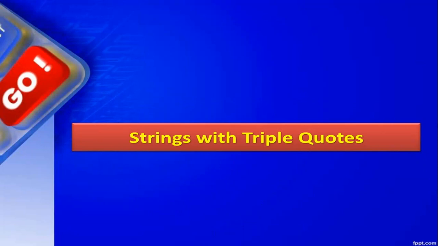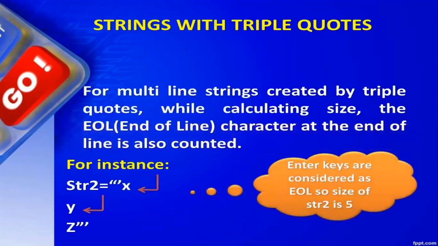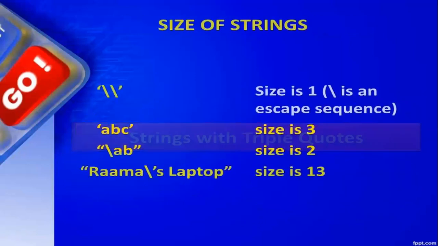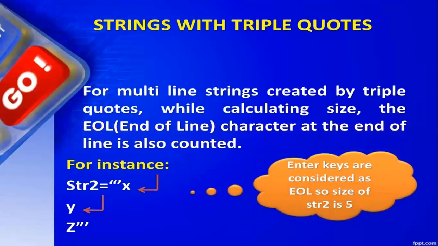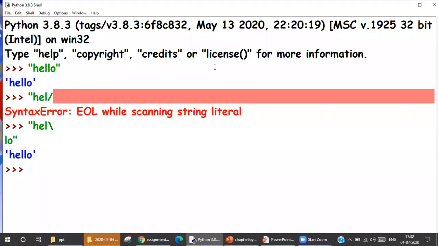Now comes the string with triple quotes. For multi-line strings created by triple quotes, while calculating the size, the end of line character at the end of the line is also counted. This is the difference between the triple quote and the one without triple quotes. I'll show you all how this is different. First, let me teach you how to do that. So let's go back.